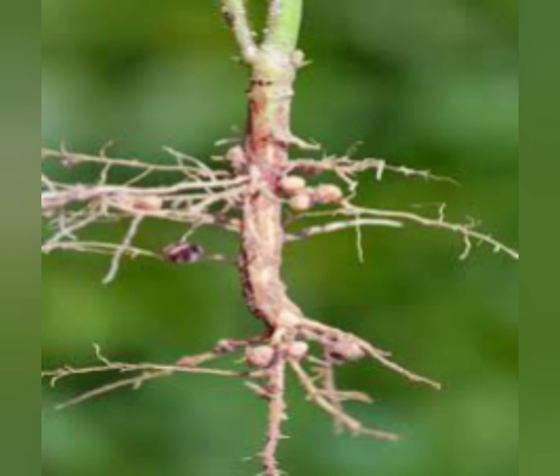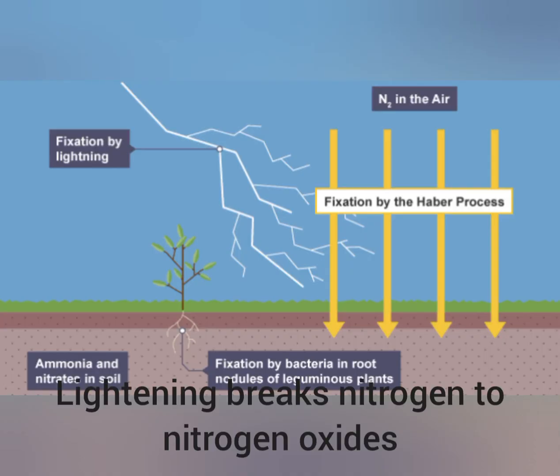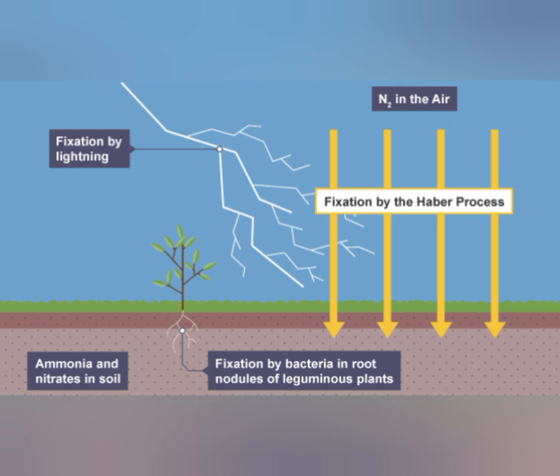Another way of nitrogen fixation is by lightning. Lightning breaks the nitrogen present in the atmosphere into nitrogen oxides because of the high pressure and high intensity. And this nitrogen oxide is then used by the plants and in the ecosystem.